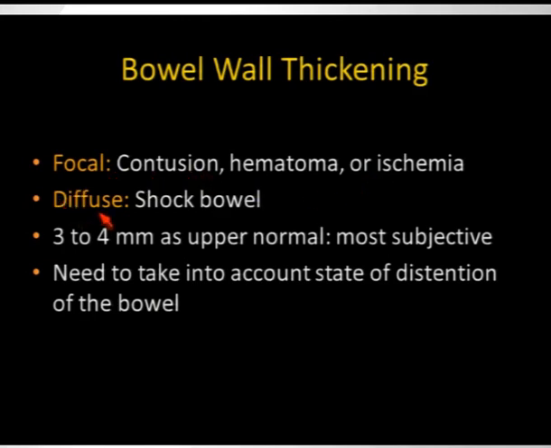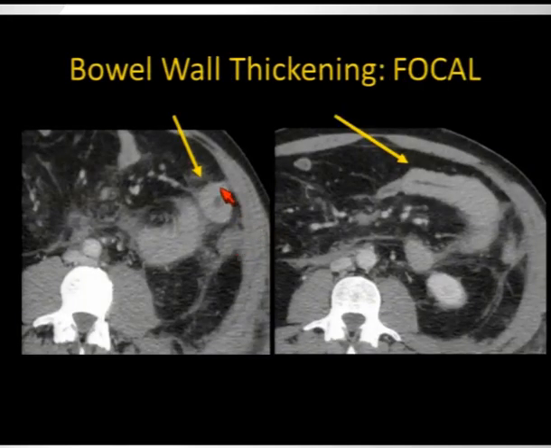Whereas patients who have diffuse wall thickening do not have bowel trauma, but rather it is a representation of a profound hypovolemia and the so-called shock bowel. So this is the type of finding that should make us very suspicious of bowel injury.